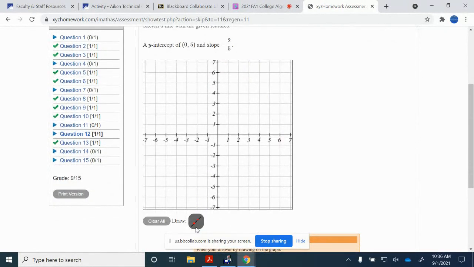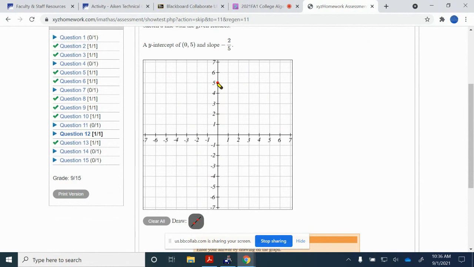So I'm going to hit the draw icon, and I'm going to plot the point given first. I'm given (0, 5). To plot points, we always start at the origin. The first coordinate is the left or the right movement. So our x coordinate is 0. So I'm not going to move to the left, and I'm not going to move to the right. My y coordinate is +5. So I'm going to go up 5. 1, 2, 3, 4, 5. And that is our point on the line.